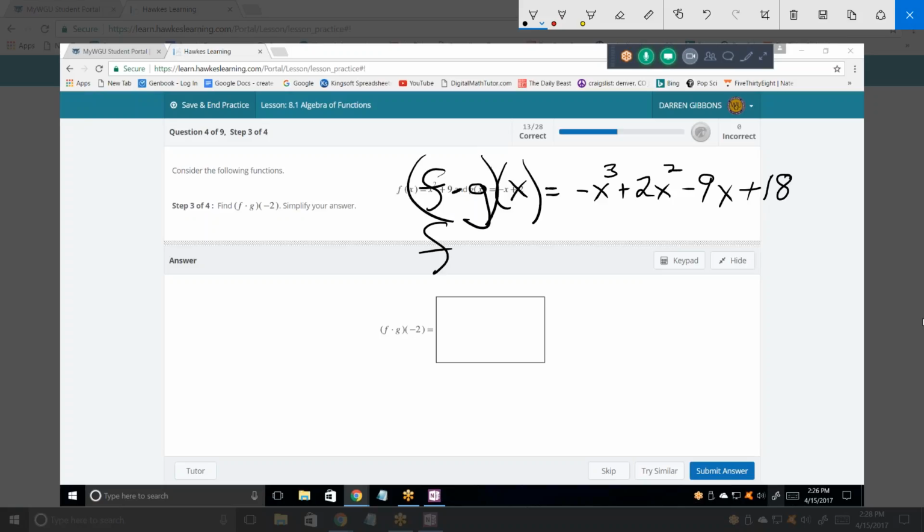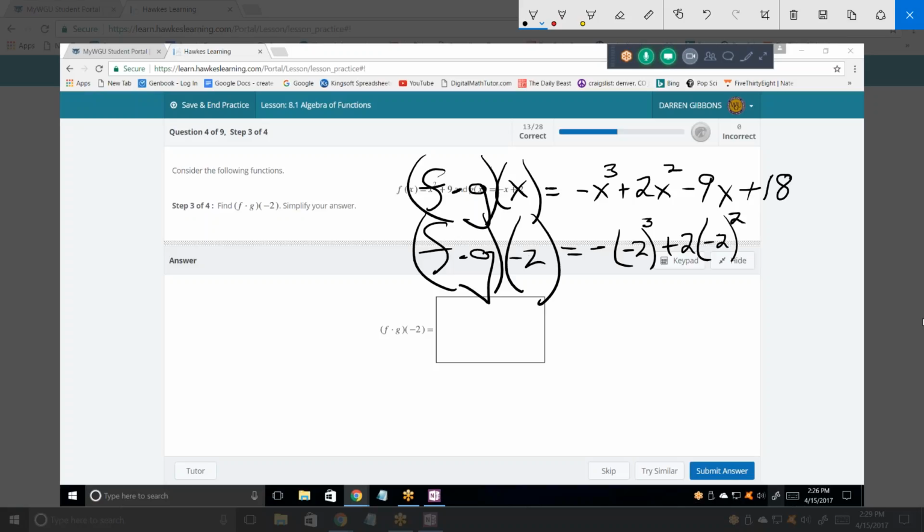Now let's figure out what f dot g of minus 2 is. So tell me what to write. Okay, so it's minus parentheses minus 2 cubed, plus 2 parentheses negative 2 squared, minus 9 parentheses negative 2 plus 18. Perfect.